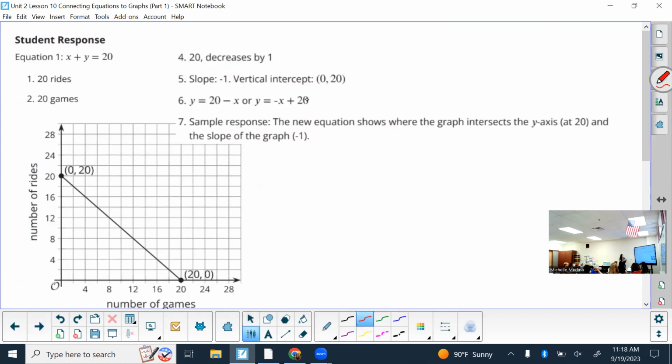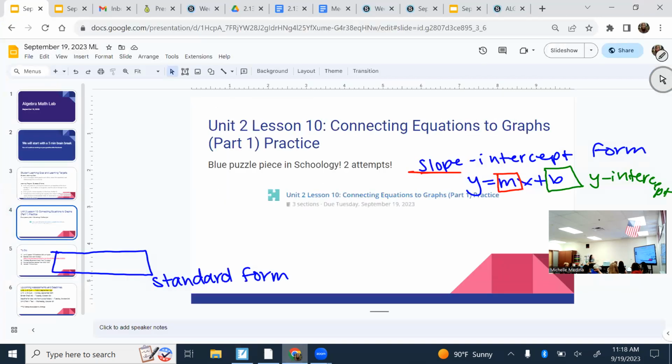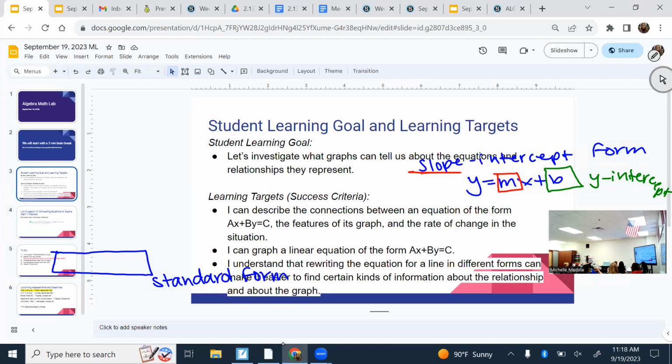So this would be in slope-intercept form, for example, by plotting your y-intercept, and then using your slope, your rise over run, to find your next point. All right, so there you go. That's how you can graph. And then the last part of our lesson was understanding that different forms help us look at different things. We kind of touched on that already.